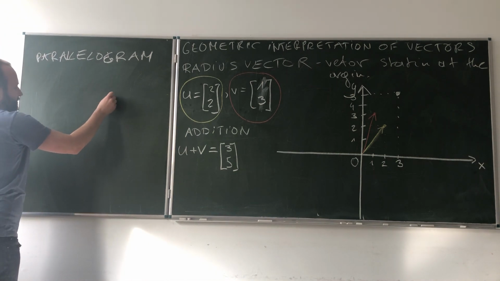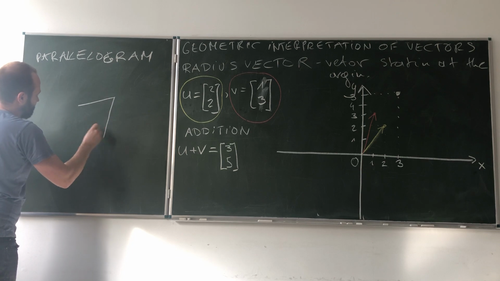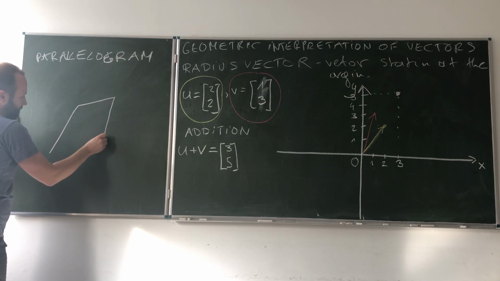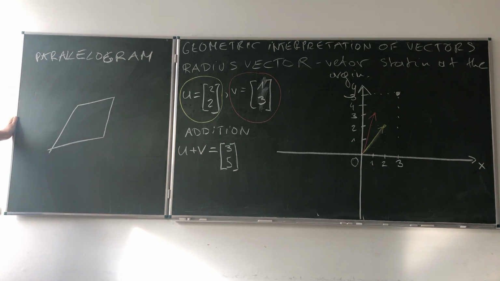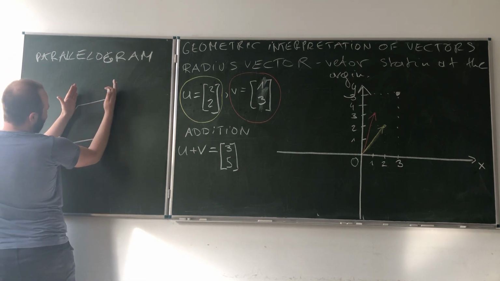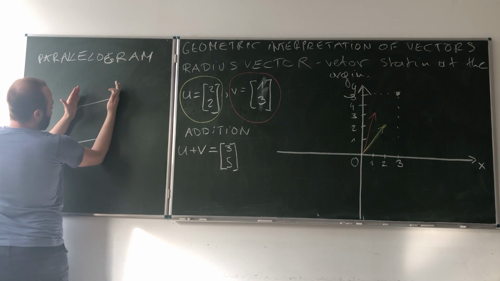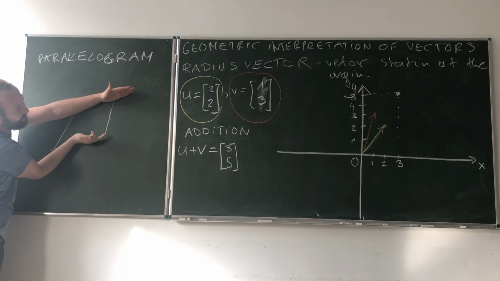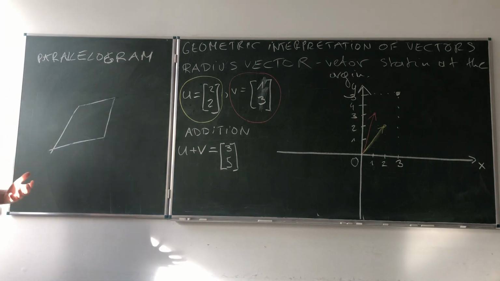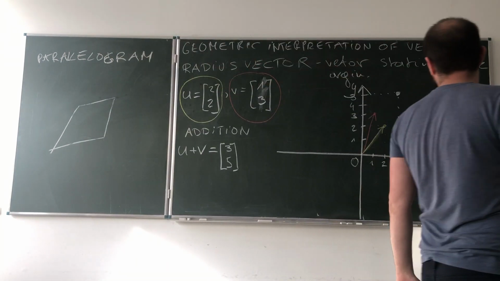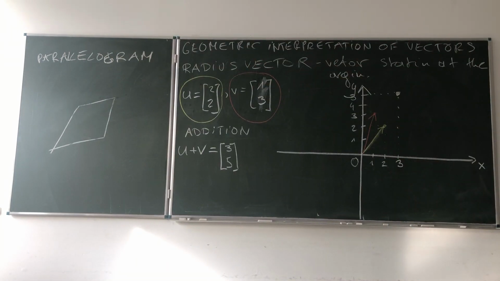Parallelogram is something that you know very well from high school. Something that looks like this. But on a condition that those two sides are parallel, just as well as those two sides are parallel. And we will use a parallelogram to create this new vector 3, 5. Okay, how do I do it?